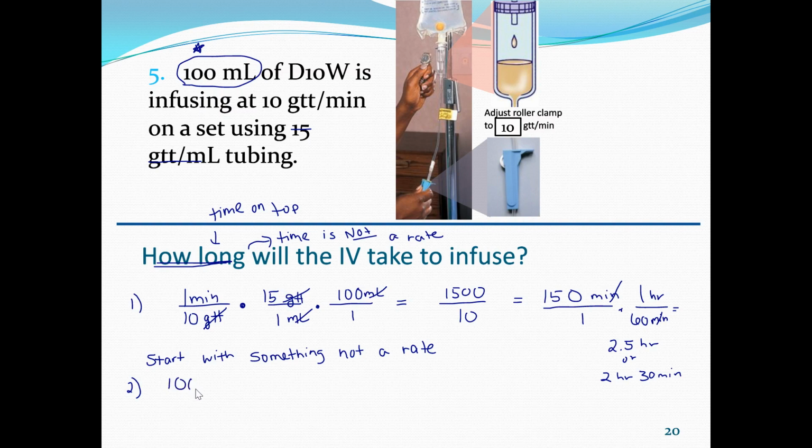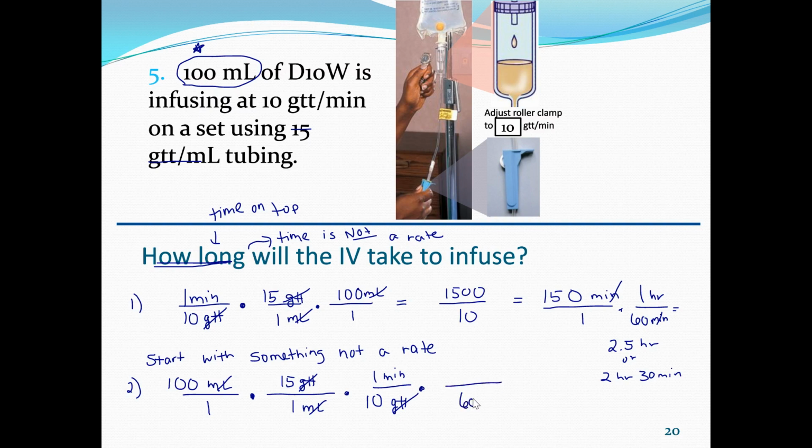So if I'm starting with something that is just a number, not a rate, I have only one label, and that means that I will end with something that is just a number, not a rate. So then pulling in things to cancel, I see that there are 15 drops to 1 milliliter. That will cancel milliliters. I see that this is running with 10 drops to a minute. That will cancel drops. If I did my math right now, I get the 150, but now let's go to hours.